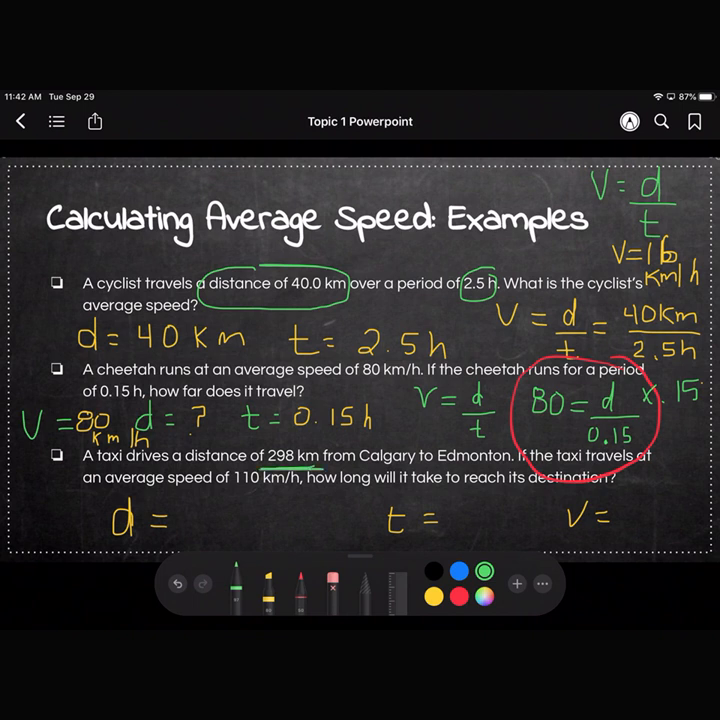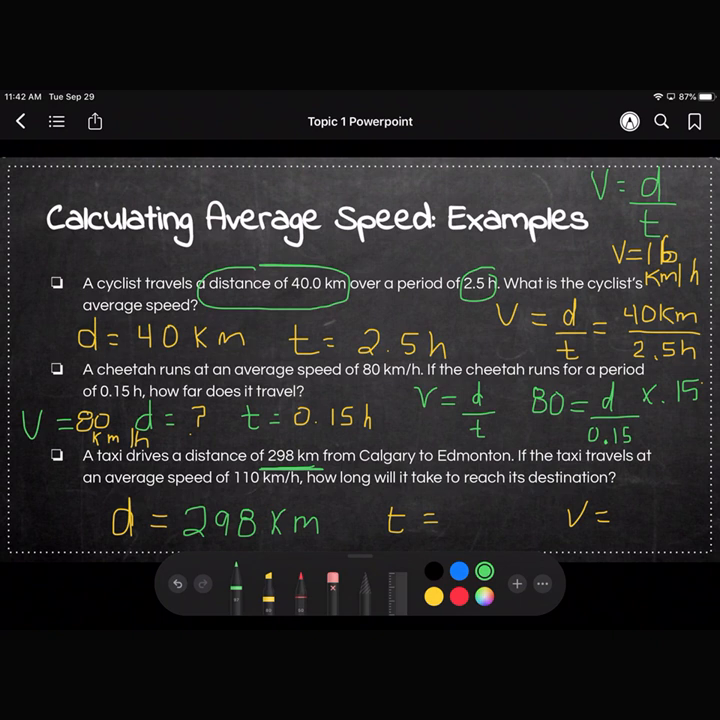So we're looking at this number, 298 kilometers. Is that a distance, a time, or a velocity? Distance. So we're going to write that as our D. It is 298 kilometers. Keep reading the question.